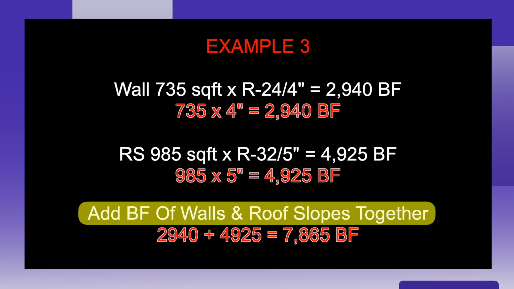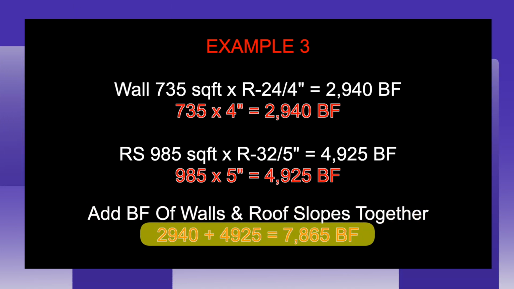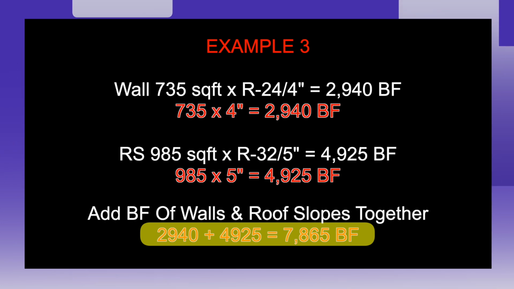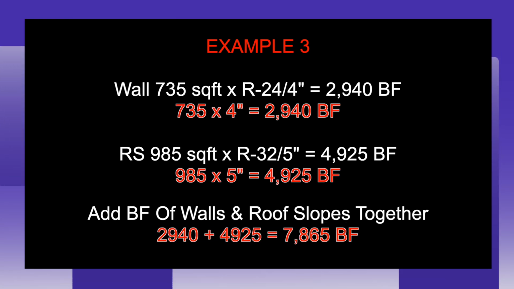Add the wall and roof slope board footage together. 2,940 board feet of wall plus 4,925 board feet of roof slopes equals 7,865 board feet of foam needed.